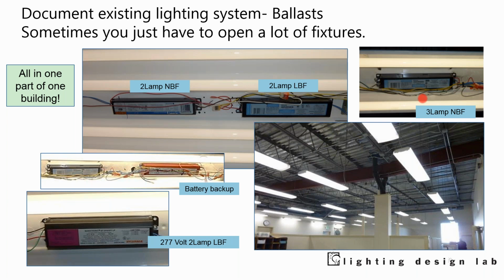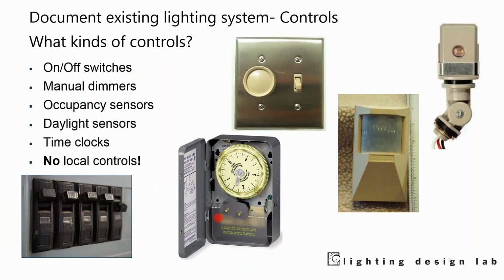So understanding what your baseline is is important to figuring out, one, how much light you're going to need if they want to keep the light levels the same or increase them, and two, what your baseline wattage is. And then are you seeing 277? Are there battery backups here and there that you need to be aware of? And you want to see what kind of controls they're currently deploying.